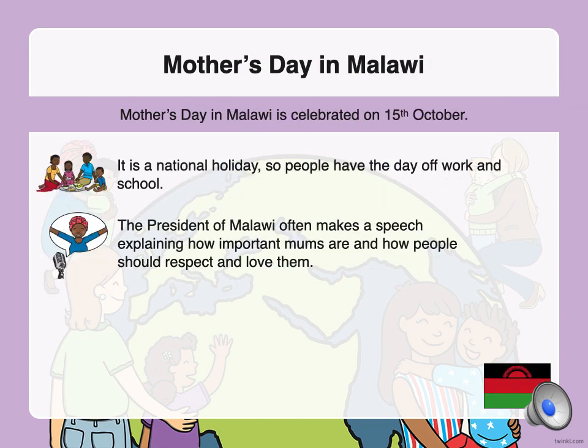Finally, we're going to look at Mother's Day in Malawi. Mother's Day in Malawi is celebrated on the 15th of October. So a very different date. In most cultures, it is celebrated in the spring, but in Malawi, you can see it is celebrated in the autumn. It is a national holiday, so people have the day off work and school.